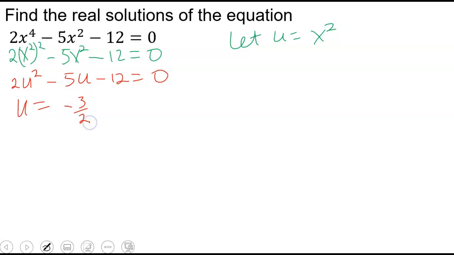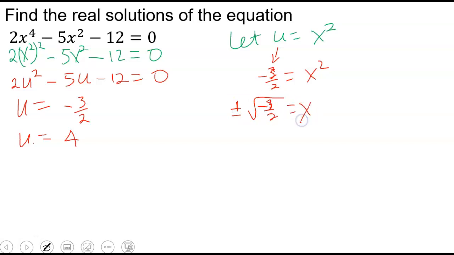So I solved it on my calculator, and then u equals 4. So we come here and replace -3/2 equals x squared. So plus and minus square root -3/2 equals x. But look at here. We are looking for real solutions. If it's real solutions, the square root cannot have negative inside. So it's not real. So this will not be a solution.